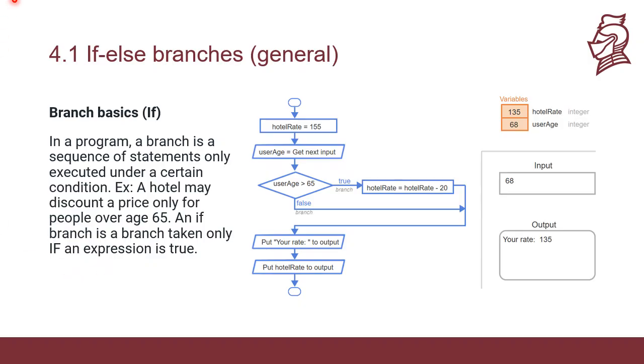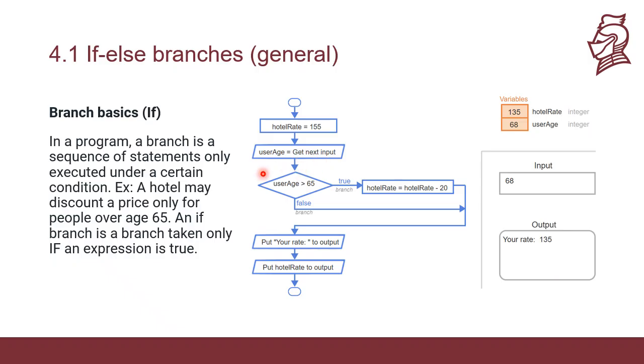Let's get started and look at some basics about branching. So if you look here, the blue diagram is a flow chart. And the flow chart begins, this is program flow. It begins here with the oval and it proceeds through the rectangle. So in the rectangular box, we're setting the value of hotel rate to 155. Then we get a user input in this parallelogram. So user age equals get next input.